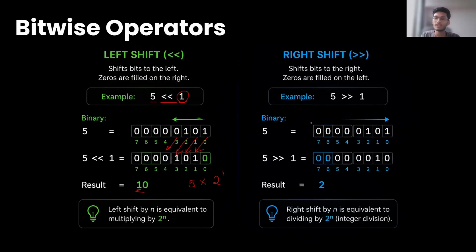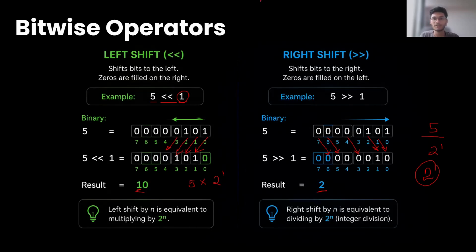Similarly, what is right shift? Right shift means we shift towards the right. So this 0 will be shifted here, this 0 will be shifted here, this 0 will be shifted here, this 1 will be shifted here, and 0 will be shifted here. In this case, the result is 2. Basically, right shift is equivalent to dividing by 2 raised to 1. So it was 5, and 5 divided by 2 raised to 1, the quotient is 2. I hope you understood about the left shift and the right shift.